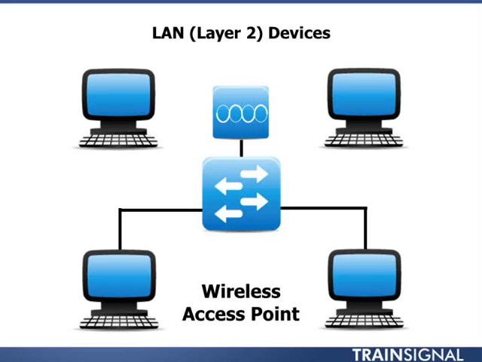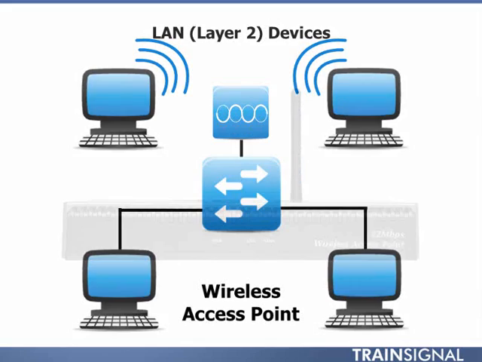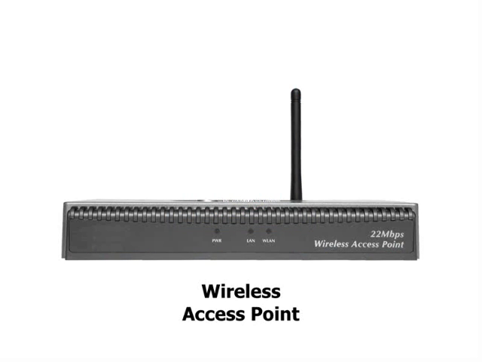And then you have wireless access points, which are layer 2 devices, which you can have computers that don't have physical connections but can use radio waves to communicate. The lower half of the network is wired. The upper half of the network is wireless. This is very common in most networks today. So another layer 2 type of device. This is a generic access point.